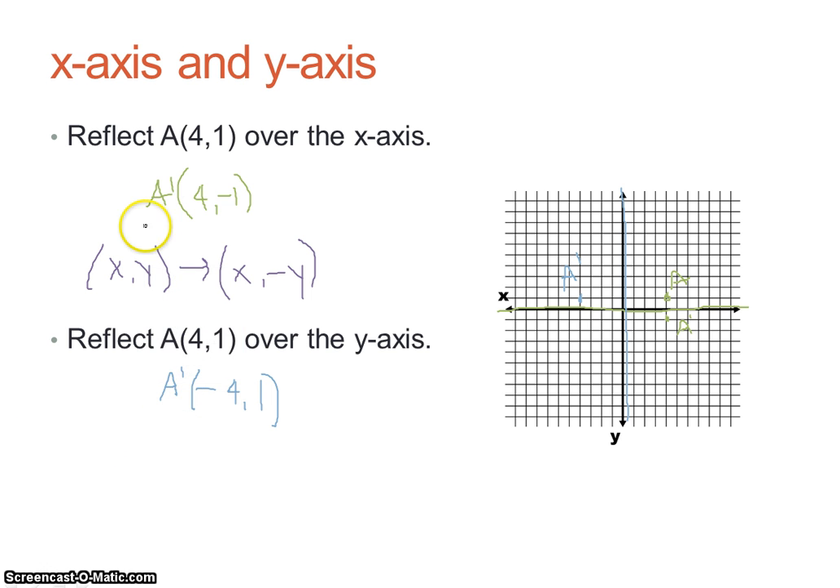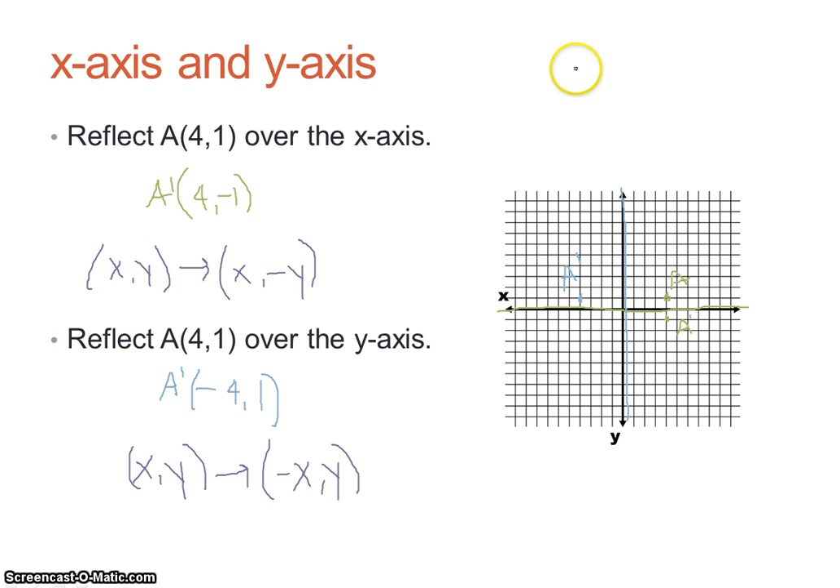So just like with our x-axis, we can make a rule for reflecting over the y-axis. So our pre-image 4, 1 becomes negative 4, 1 in our image. So our xy becomes negative x, y. So we can use this rule if we don't want to graph.